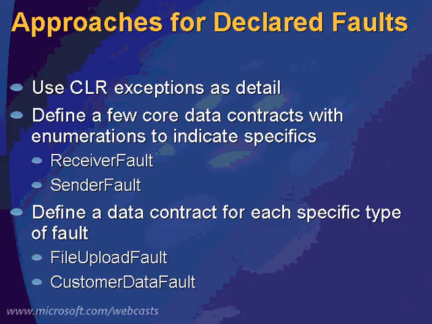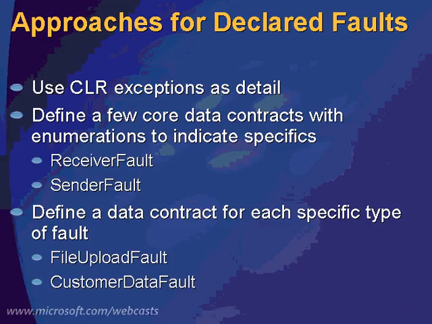You can define a couple of core data contracts like sender and receiver with codes that mean different things. And I've seen some platforms do that. And some industries, by the way, like insurance, have standards bodies that come up with the way exceptions should be thrown. So that would be an example of a specification to follow, whatever they say.